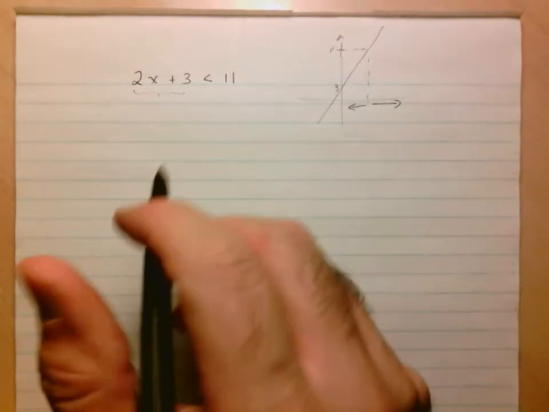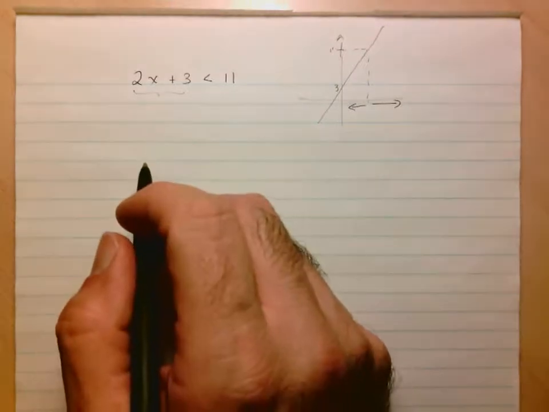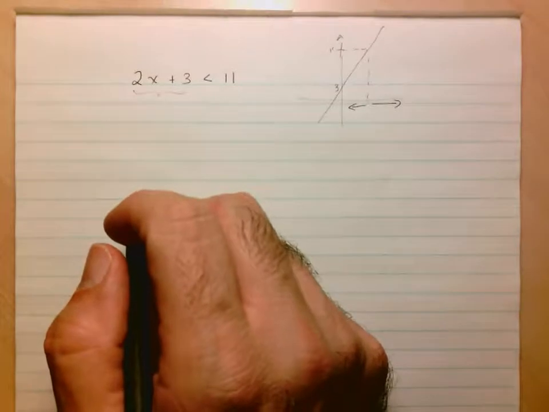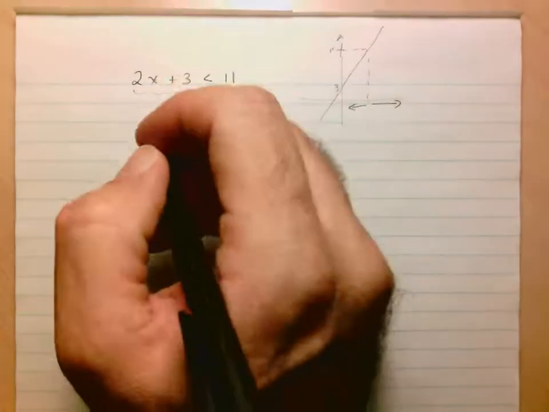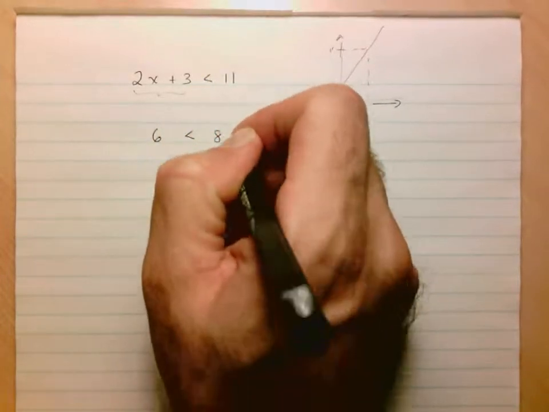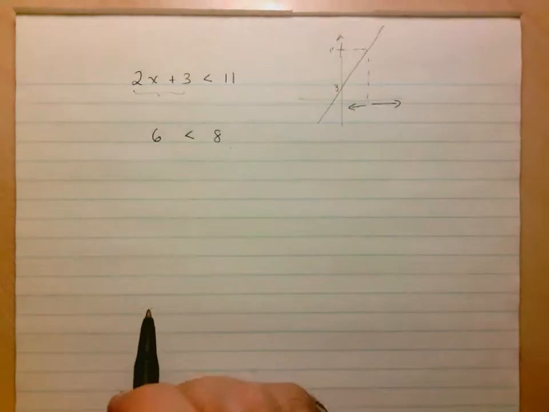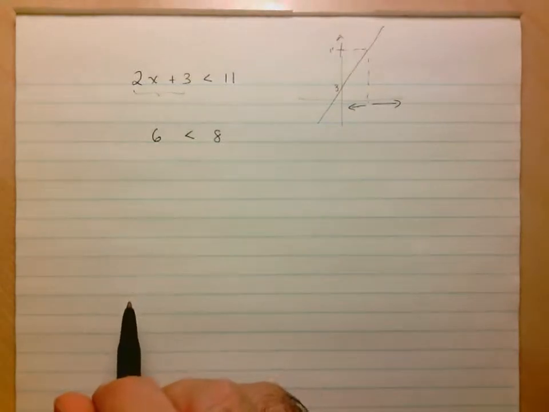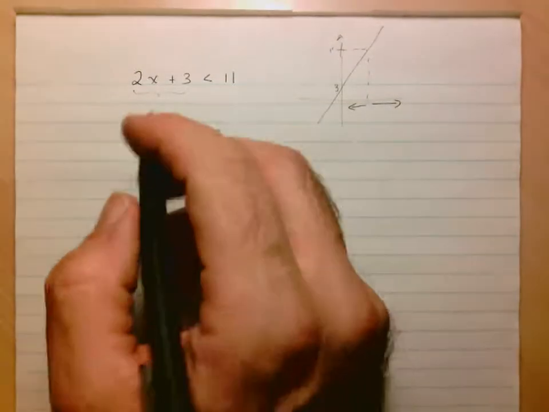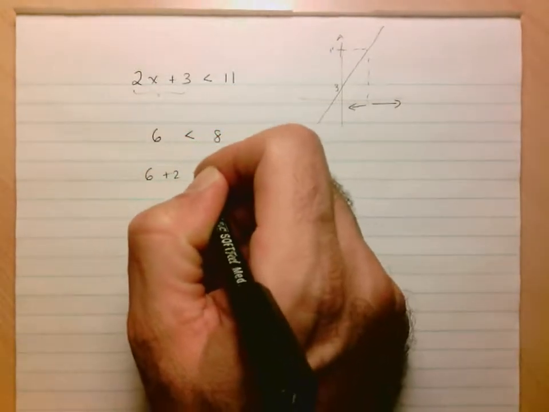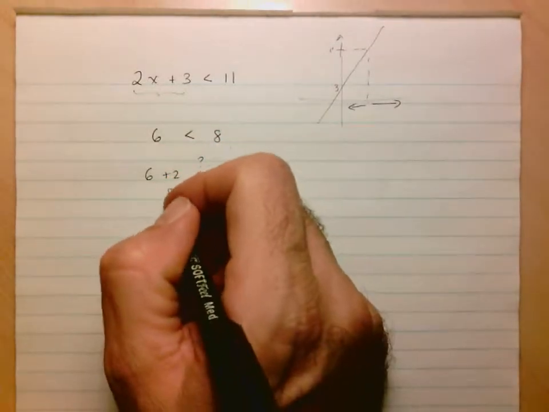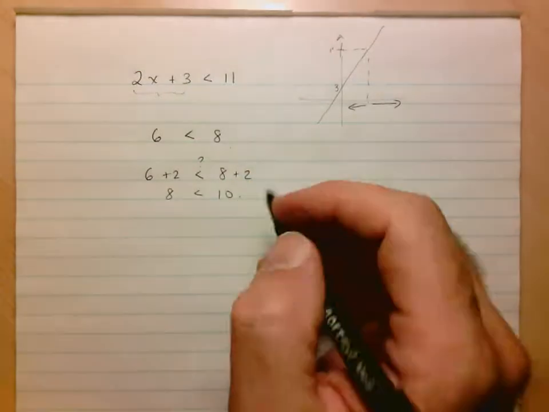So the question is, can we solve this in a similar way to how we'd solve a linear equation? We can solve linear equations by using opposite operations, so let's explore whether this can work. I think we can all agree that 6 is less than 8, so this is a true statement. Remember what we can do with linear equations: we can add numbers to both sides. If I add a number to both sides of the inequality, 6 plus 2, is that still less than 8 plus 2? Yes, 8 is less than 10, so that still works.